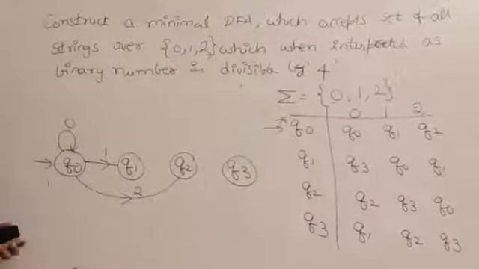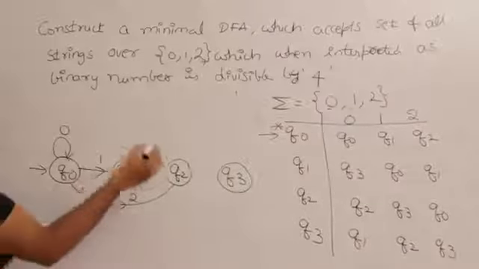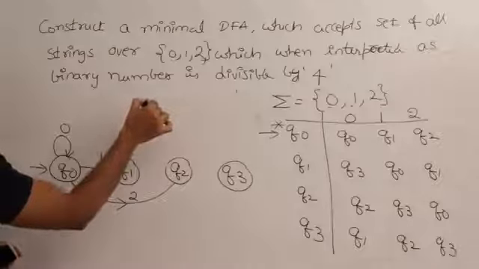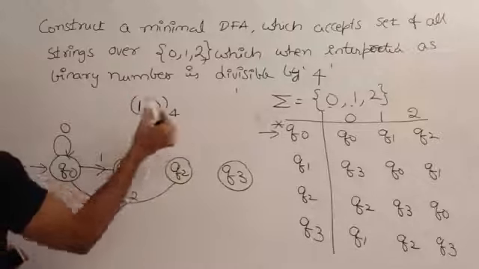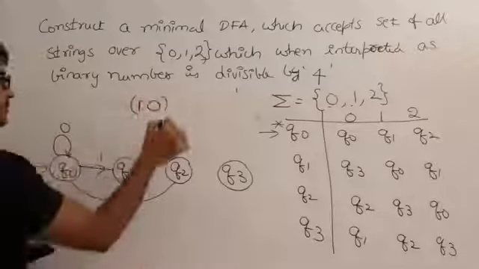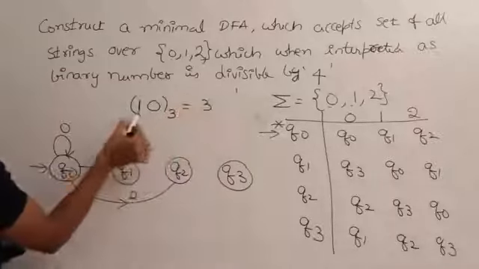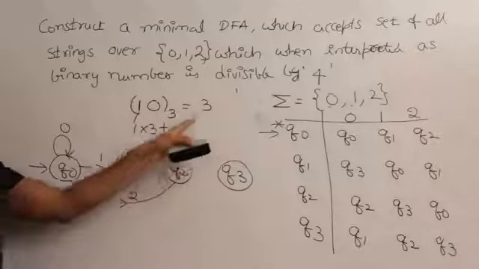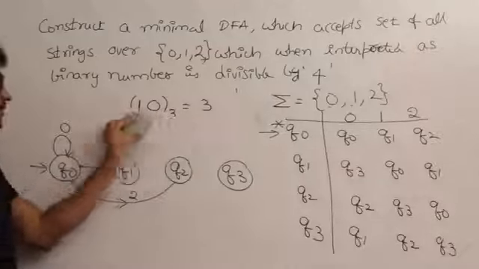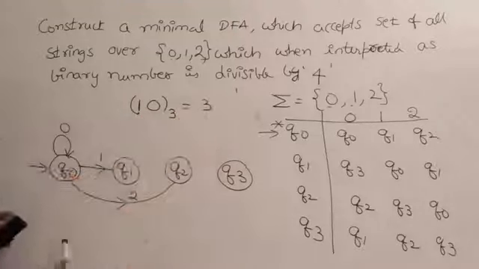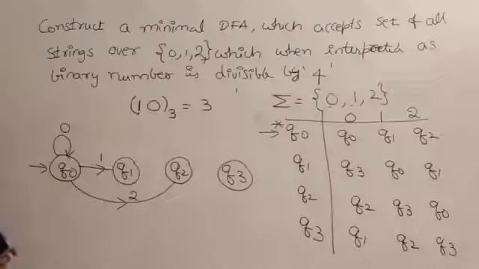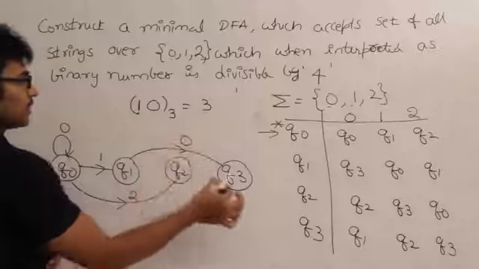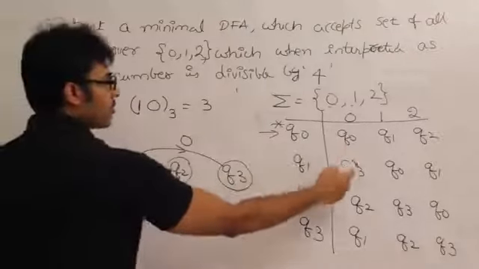Now let us take Q1. How did I reach Q1? On seeing 1. Now if after seeing a 1, I see a 0, what is this base 3 number? This base 3 number is nothing but 3. How? Take 1, multiply with 3 and add 0. The final answer is 3, which means 10 in ternary is 3 in decimal. Therefore the remainder when divided by 4 is 3. So Q1 on 0 goes to Q3.